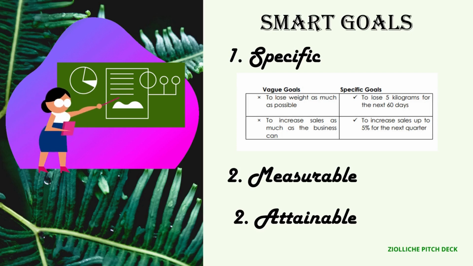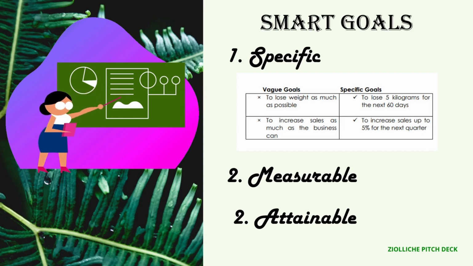For the specific, for an action plan to be effective, the objective must be specific rather than vague. Just like for the example, to lose weight as much as possible. So that is a vague goal. And if we convert it to a specific goal, it should be to lose 5 kilograms for the next 60 days. Another example of a vague goal: to increase sales as much as the business can. And for the specific goal: to increase sales up to 5% for the next quarter.